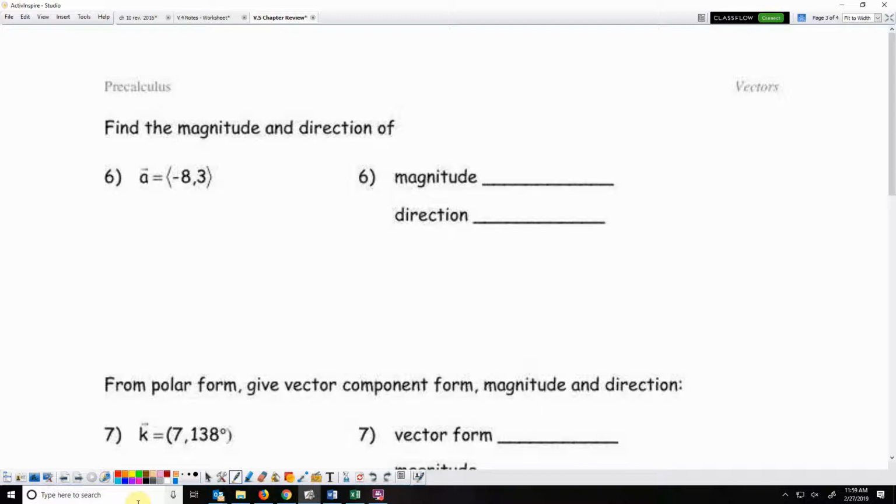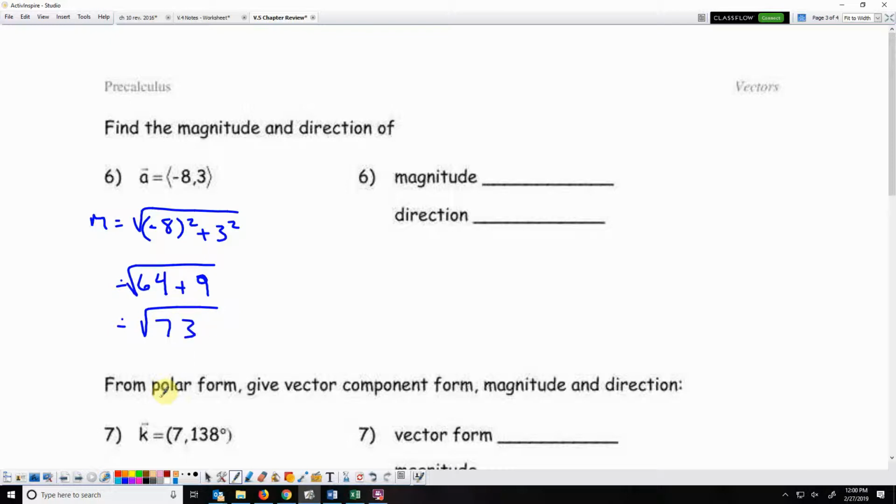Okay, find the magnitude and the direction. So we've got our component form already. The magnitude is the square root of negative 8 squared plus 3 squared. So that's 64 plus 9. That is the square root of 73. And I'm not going to find any square numbers to go into that either. So that's the simplest form.